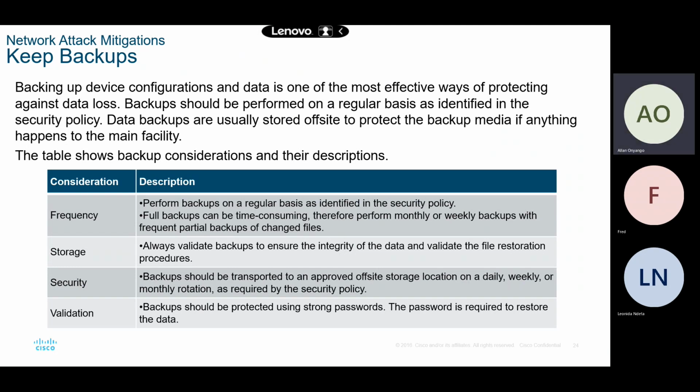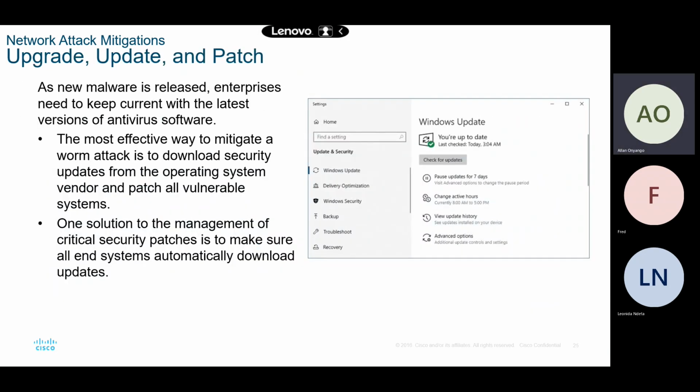Is it going to happen monthly or weekly? Where are you storing them? You must have enough storage, and it is validated. Are they secure? And then you need to validate your storage with strong passwords. Okay, so that is important.